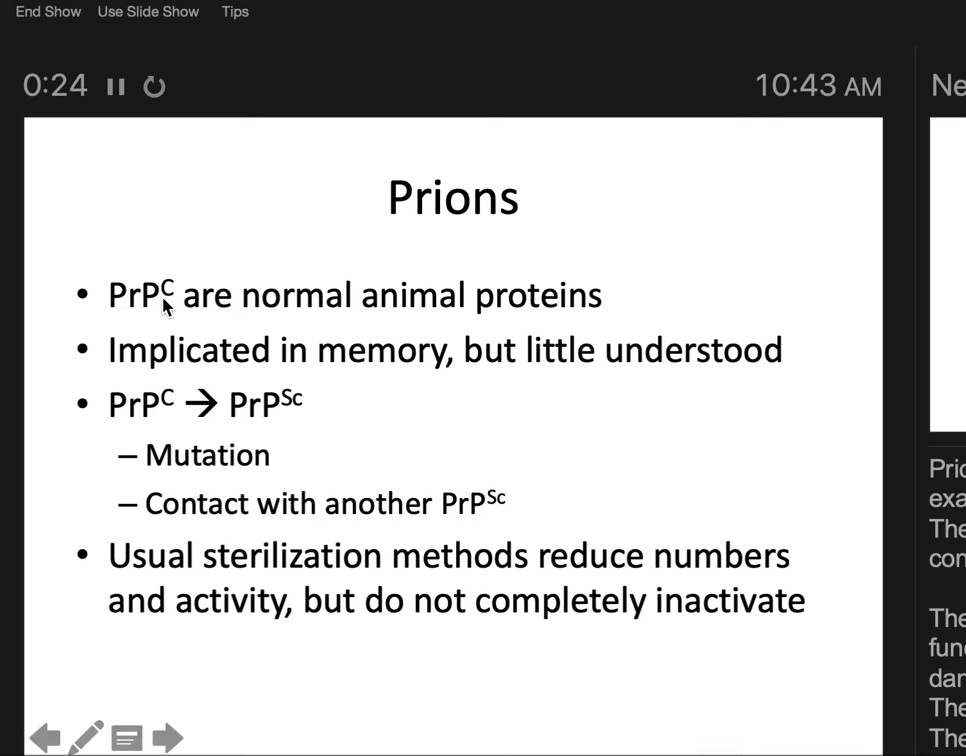So PrPC stands for prion protein. Prion proteins are normal animal proteins. They've been implicated in formation of memory, but they're still very poorly understood. All we know is that they're important in nerve function. We don't know exactly what they do, but we've figured out that they play a role at least in memory, but they probably have other roles as well.